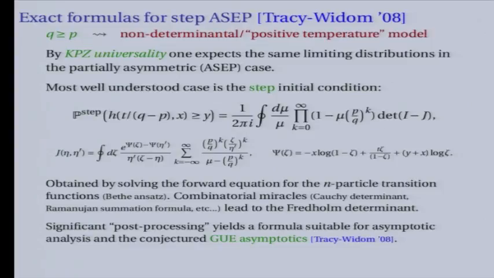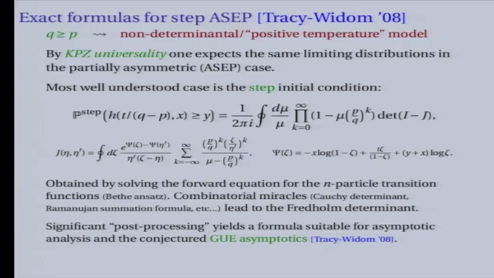In the case of step initial condition, Tracy and Widom got about 5 or 6 years ago a formula like this for the distribution of the height function. The way this formula works, I have a Fredholm determinant here of a certain kernel, which is given down here, and it's integrated over some contour. Now, there are two things to note about this formula.